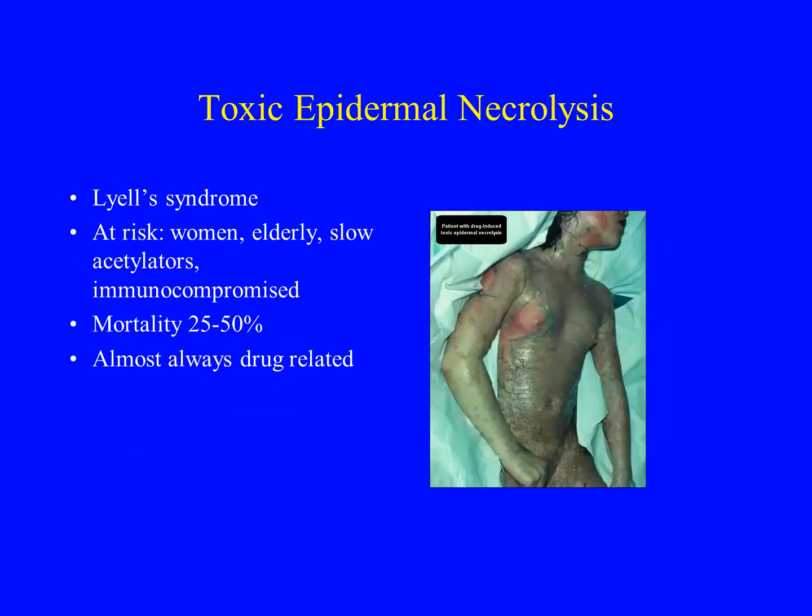Women and elderly are more at risk. Slow acetylators are more at risk. Slow acetylators mean those patients who can remove a particular drug from the blood very slowly and not at the regular speed that other people do. So the drug remains for a longer time in the blood and produces more effects. Mortality is 25 to 50%. Most cases are drug related.